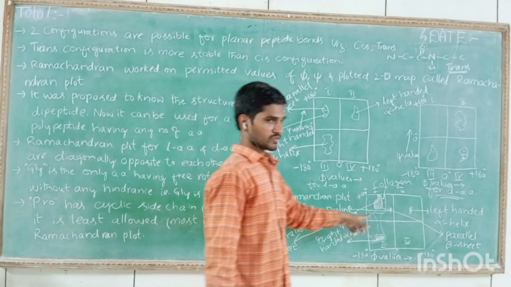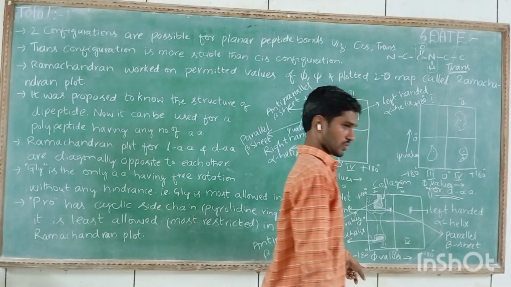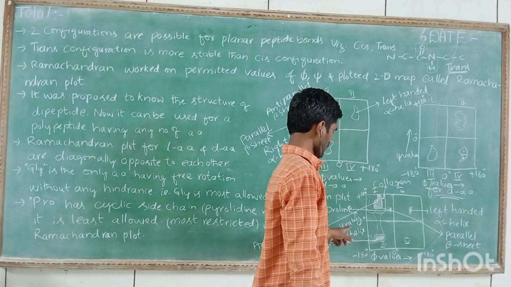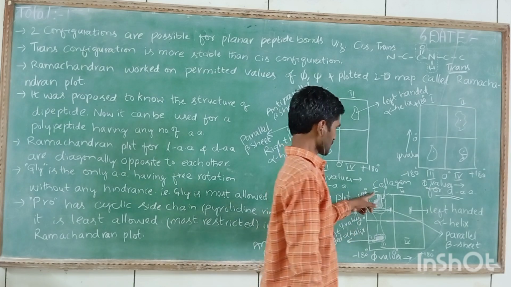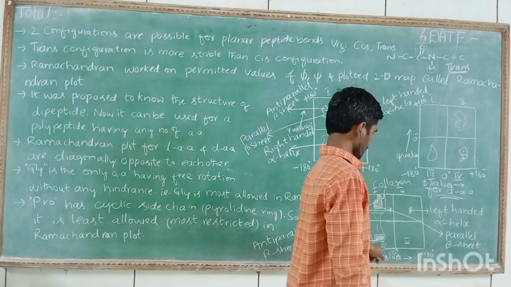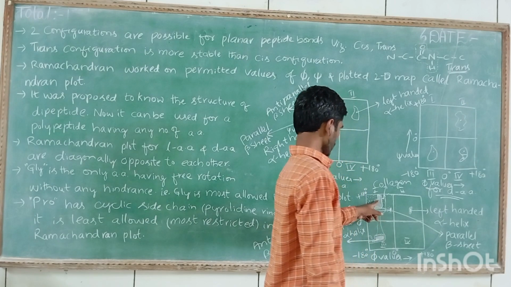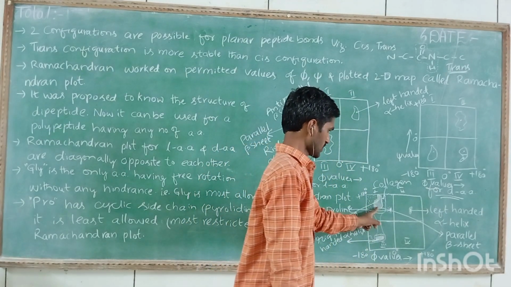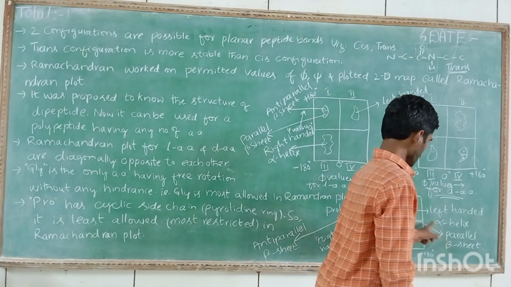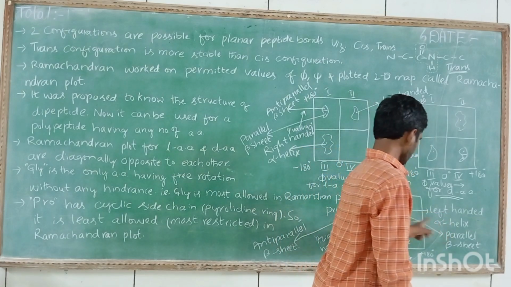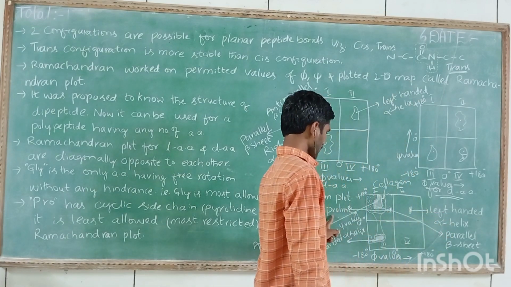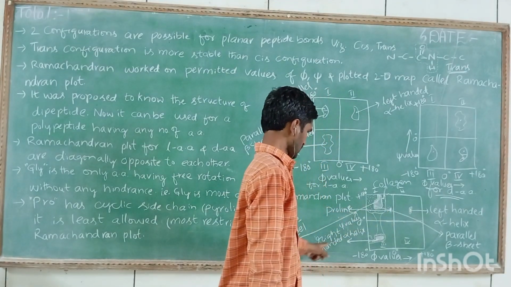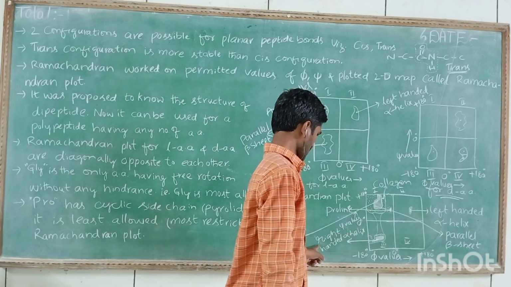So the original Ramachandran plot is this one. Here we are showing phi values and here we are showing psi values. It is also divided into 1, 2, 3, 4 parts. Here we are showing the anti-parallel beta sheet, it is for the L amino acids. Here we are showing the parallel beta sheet. It is for left-handed alpha helices. Here we are showing proline. This area is for proline, and here we are showing right-handed alpha helices.